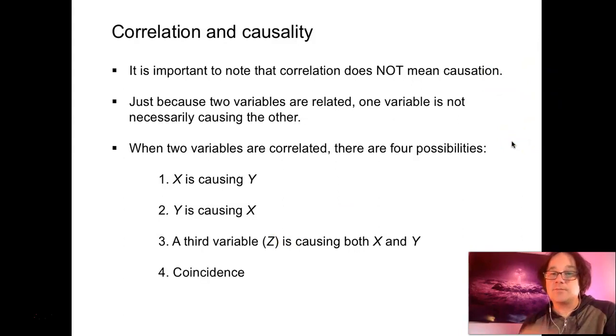And then, of course, we might have just found this relationship due to pure coincidence, just by chance alone, right? We could calculate a p-value and find out whether our results are statistically significant or not. But until we can rule out coincidence, that's always a possibility. So we never want to make causal claims just because two variables are related.